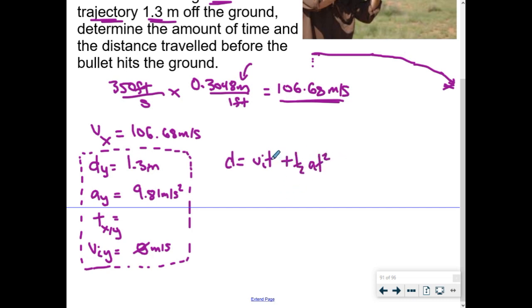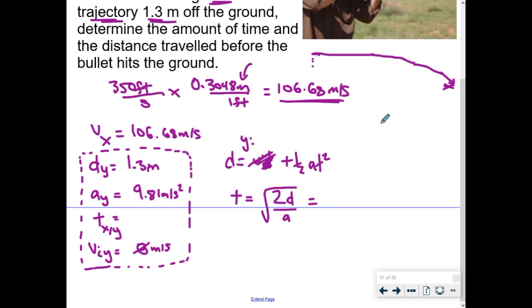With velocity initial in the y direction, I'm just going to put a little note here, this is just for the y direction. With velocity initial in the y direction being 0, I can remove that and make the formula d equals 1/2 a t squared. Rearranging this for time gives you t equals the square root of 2 times d divided by a. And I can actually solve for how much time it will take for the bullet to hit the ground.